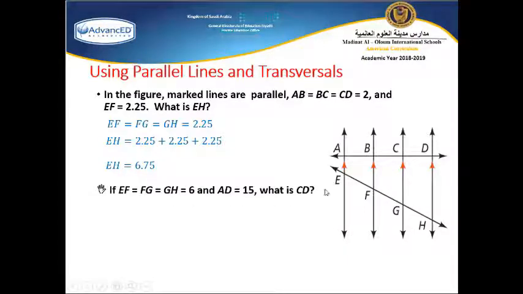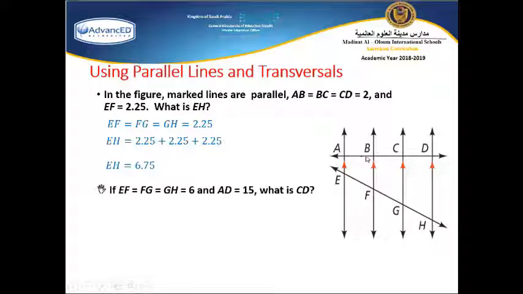By the same idea, let's solve this question. If we set EF equal to FG equal to GH equal to 6, and AD equals 15. Since we have congruent segments created by this transversal, then here we also have congruent segments.